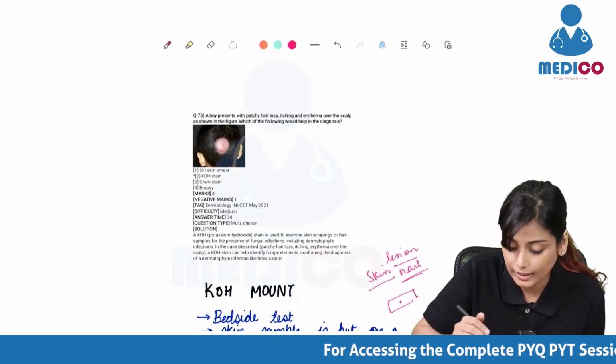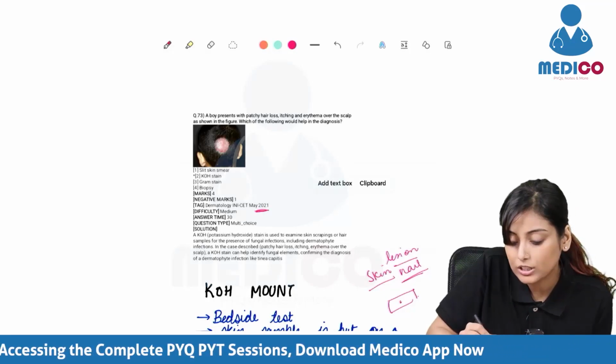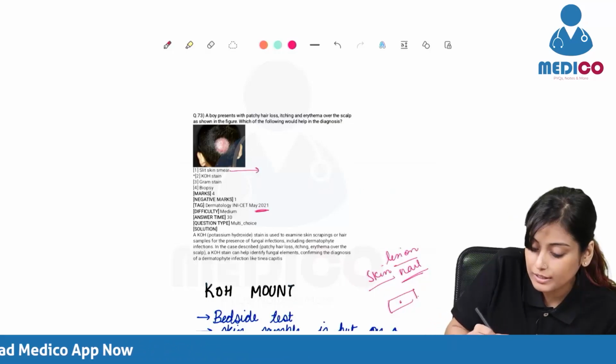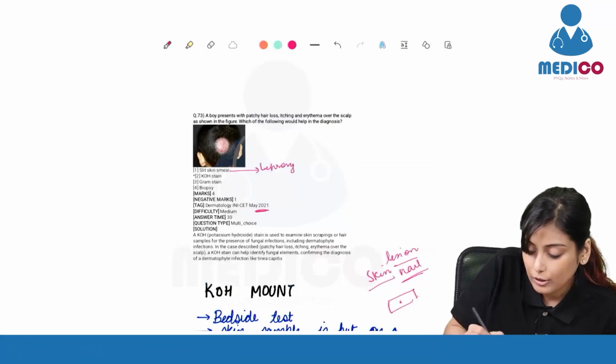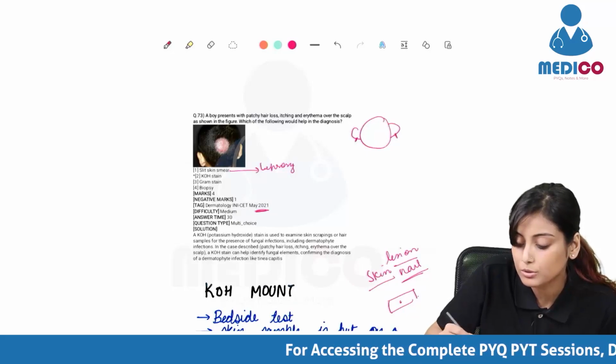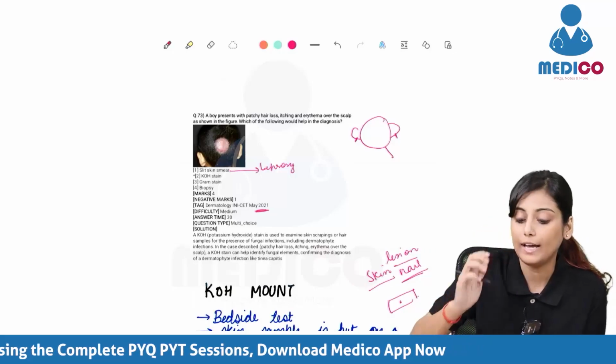Now, this was a question that came in INI-CET May 21. A boy presents with patchy hair loss, itching and erythema over the scalp. Which would help in the diagnosis? So, split skin smear is something that we do for leprosy. If this is your leprosy patient, we'll take 2 samples from the earlobes, and one from whatever part of the body we think has the lesion, and then we'll see it.